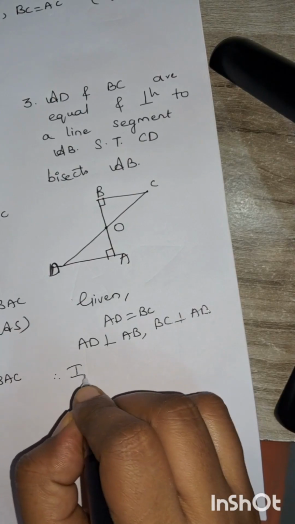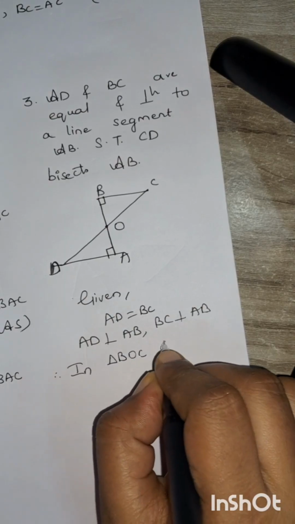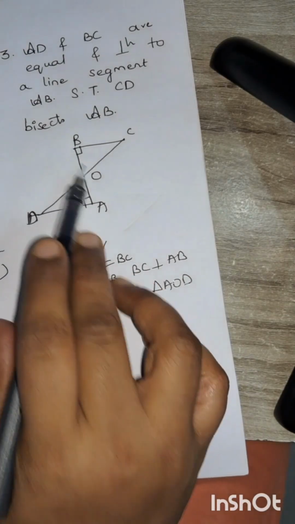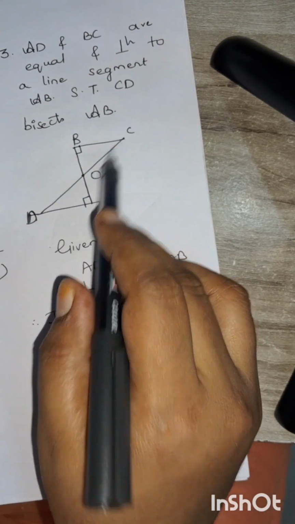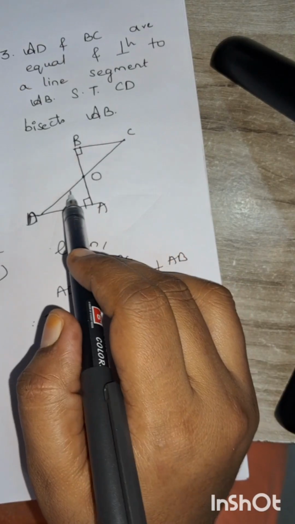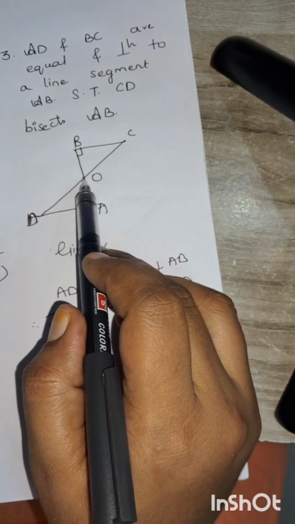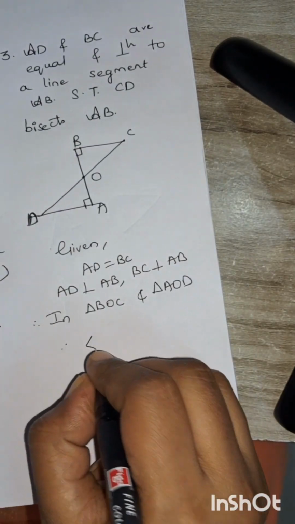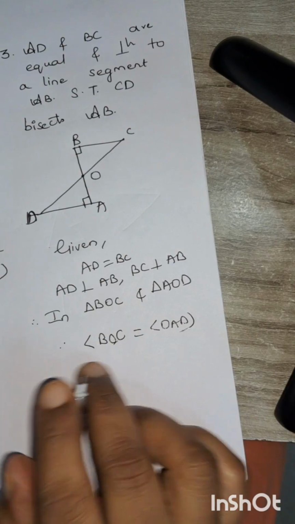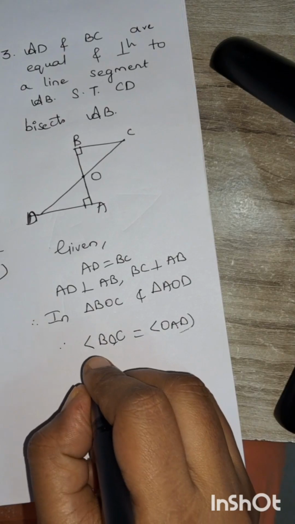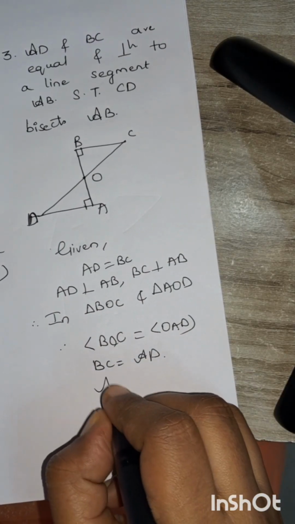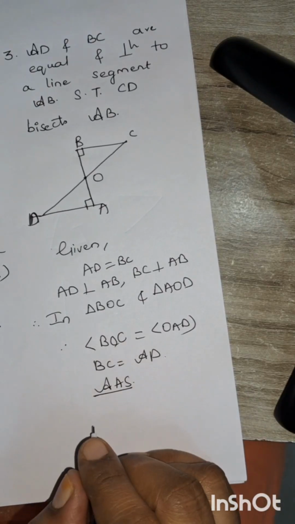Now, in triangles BOC and AOD, let us take the angles. Angle OBC will be equal to angle OAD. Yes or no? Angle OBC is equal to angle OAD. Let us write that. And BC is equal to AD, right? So since two angles and one side are equal, what can we say? AAS congruency, yes or no?